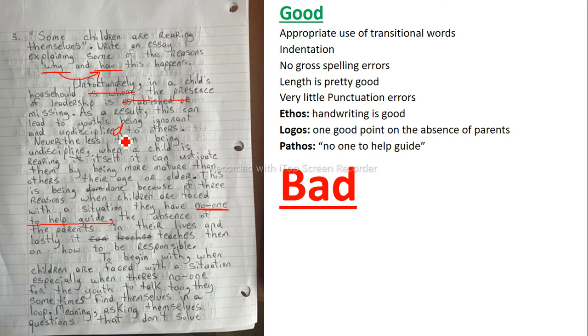These two sentences are good once corrected. They said, when you have missing leadership, you have undisciplinedness and the children being ignorant. Very good.